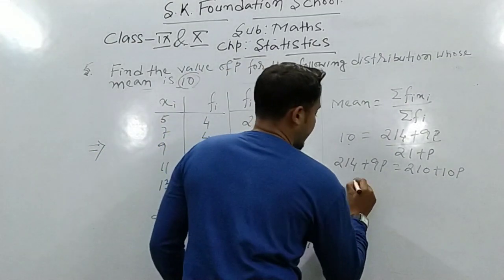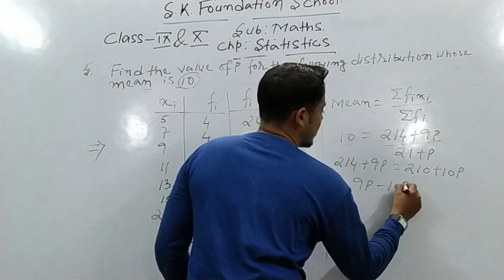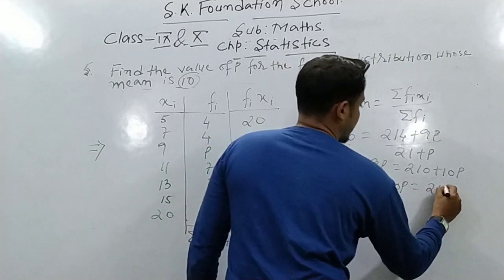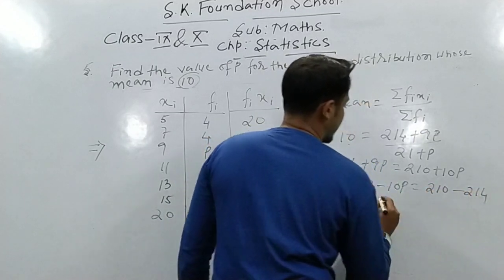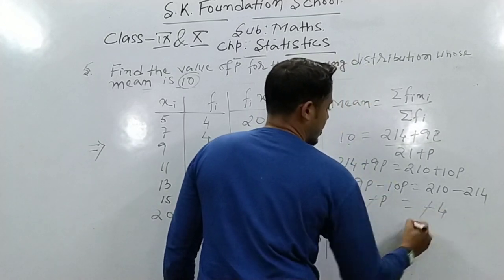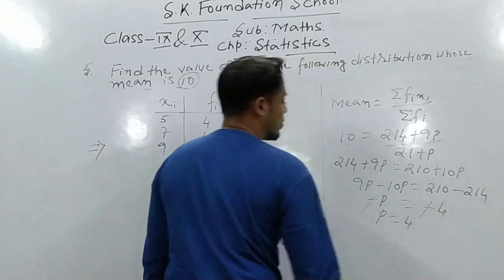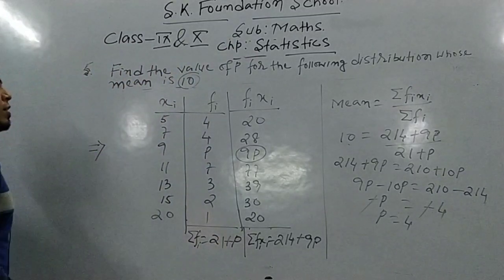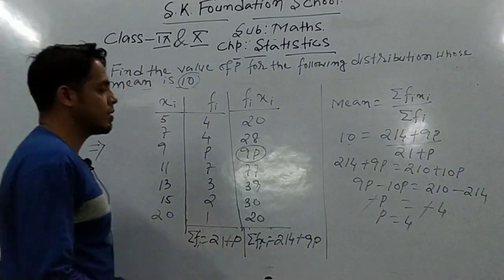Then 9p minus 10p equals 210 minus 214. This one is minus p, and this one is minus 4. Minus minus cancel, p equals 4. Okay, so in this way we are going to solve this type of sum. Clear?